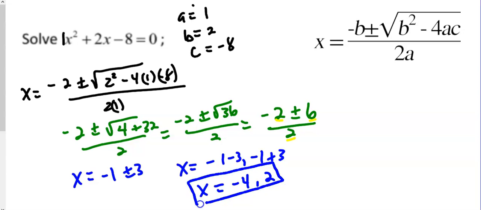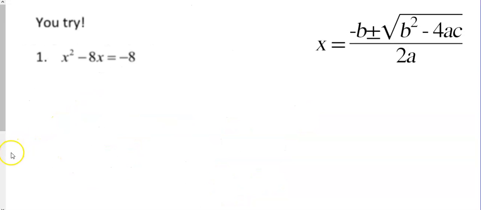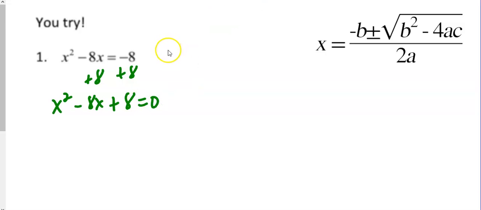Which, if you factor it, you would get the same thing. Now on this example, notice the equation is not set equal to 0. So we're going to set it equal to 0 by adding 8. So our equation will become x squared minus 8x plus 8 equals 0. Now we can use the quadratic formula.